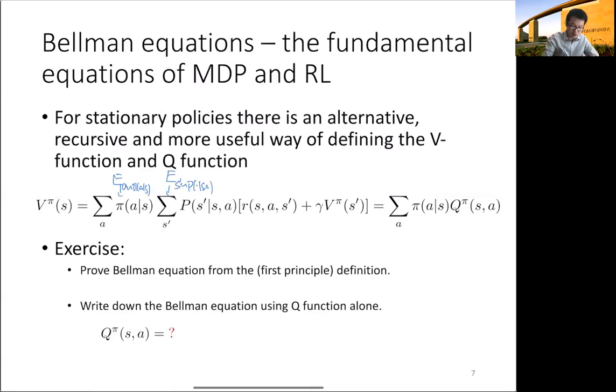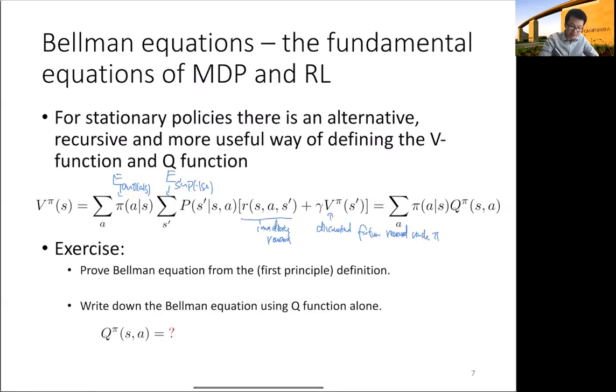And then once we have that, we are basically adding. So what does this part say? This is the immediate reward, the expected immediate reward that you get. And how about this part? This is the discounted future reward under pi.